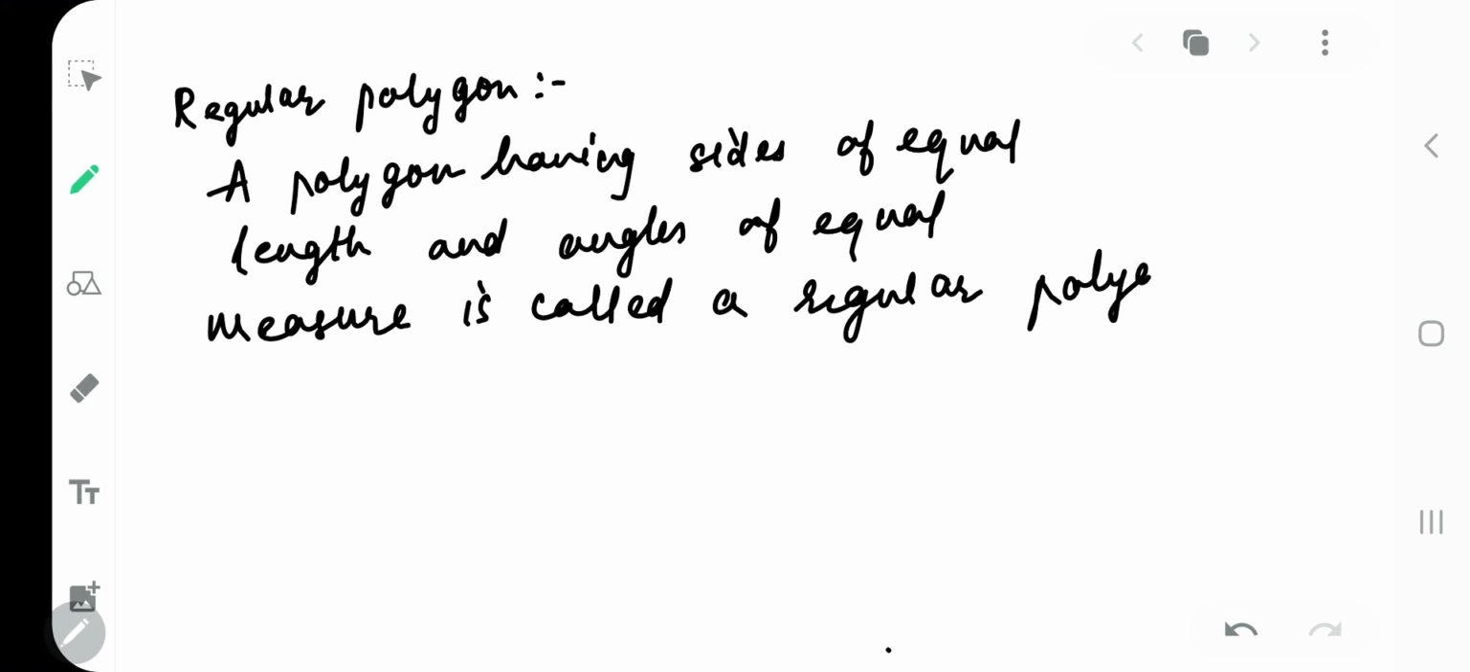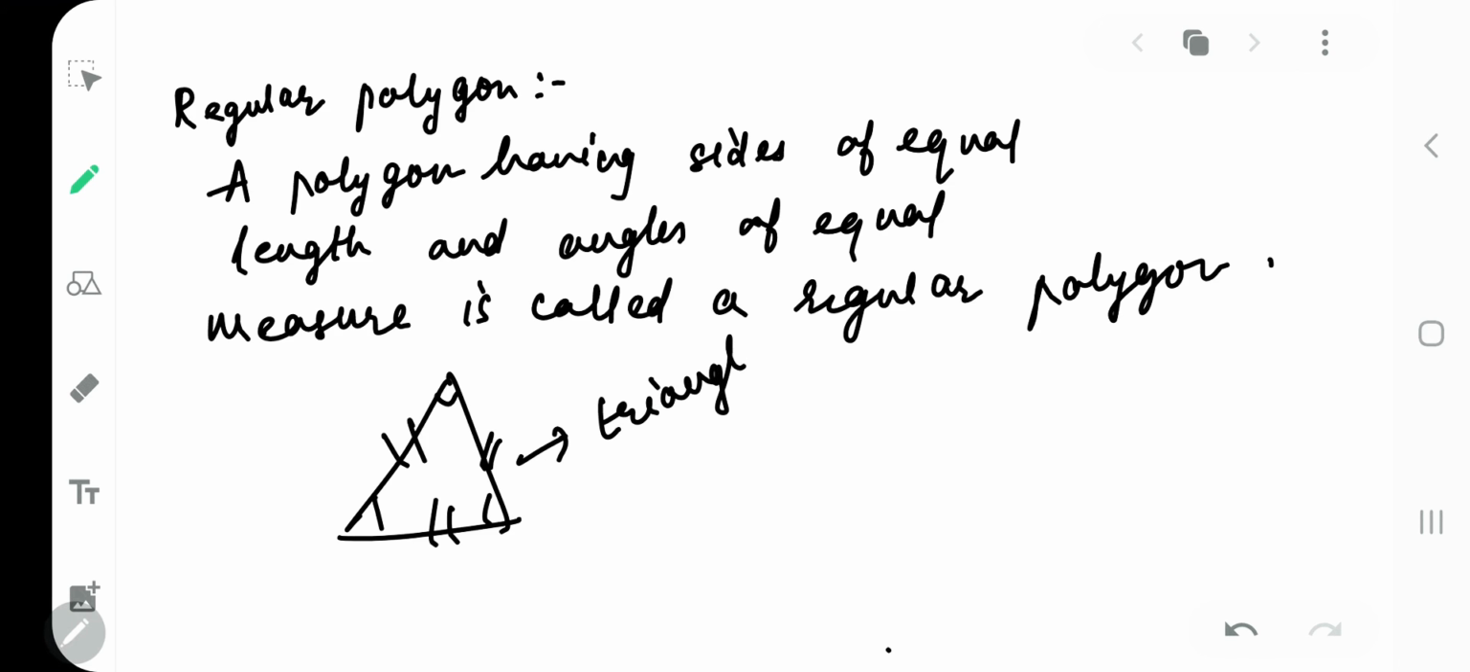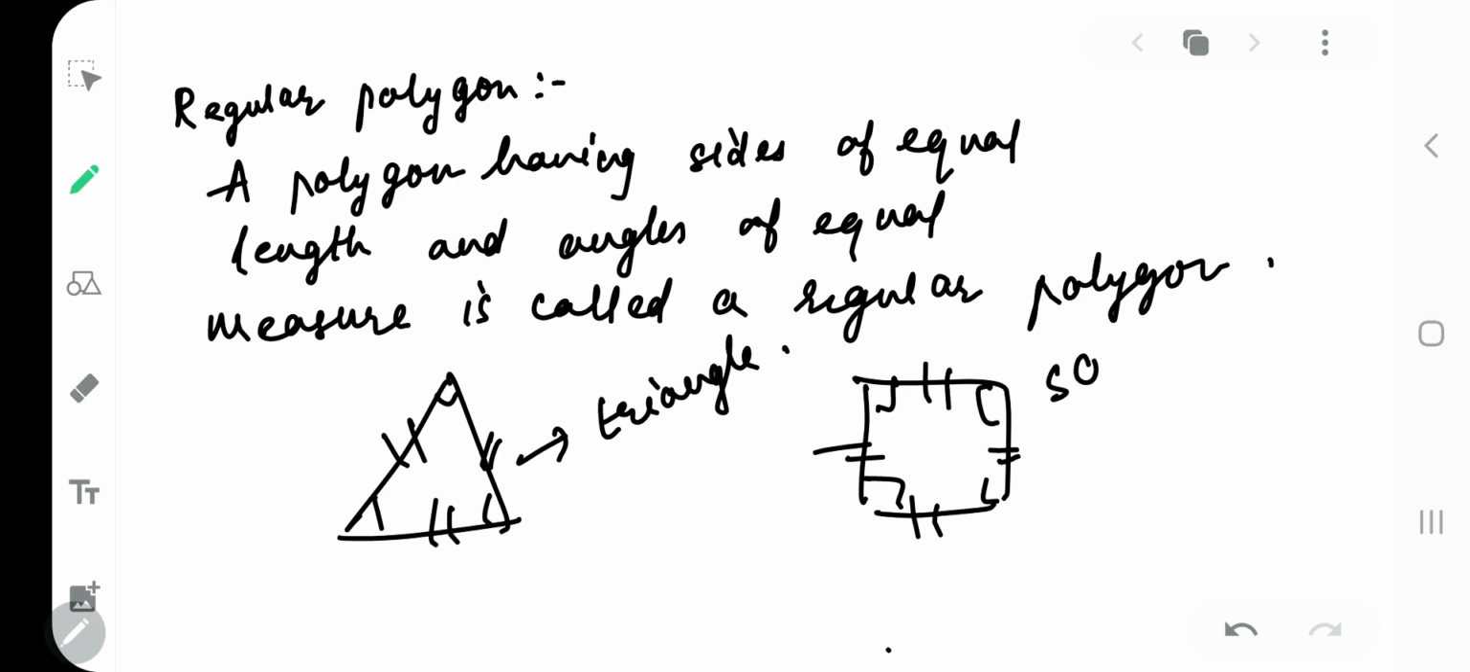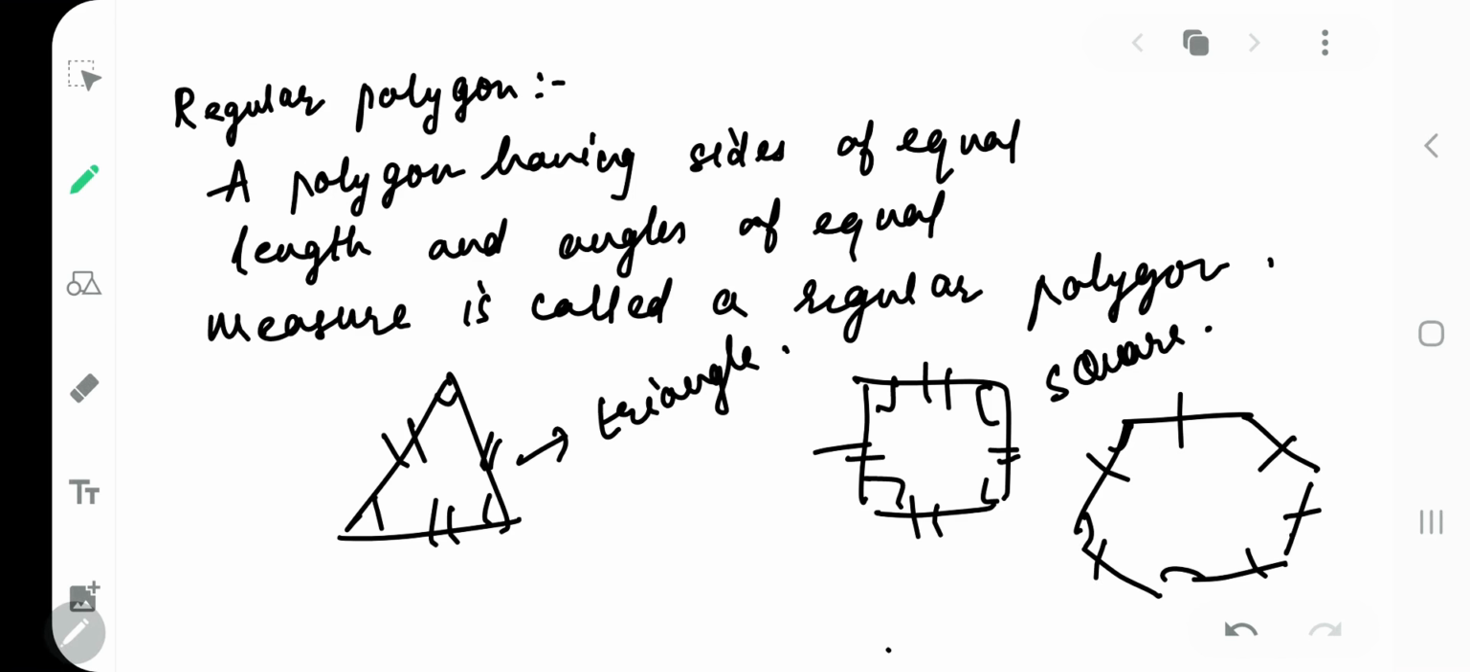Are you getting my point clear? Okay. For example, if I take an equilateral triangle, it should be all sides equal, all angles equal. So this is your regular polygon. We can call it a triangle. Okay. And then if I give you a regular polygon in which all sides are equal, all angles are equal, this is called a square. Okay. Then if I give you 6-sided, 1, 2, 3, 4, 5, 6, and all sides are equal and all angles are equal, then this is called a hexagon. Are you getting my point? Okay.